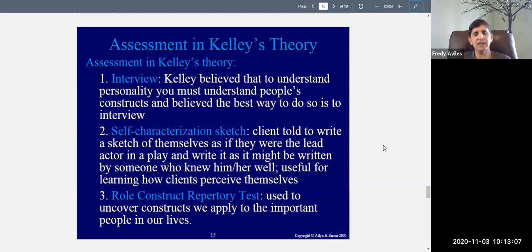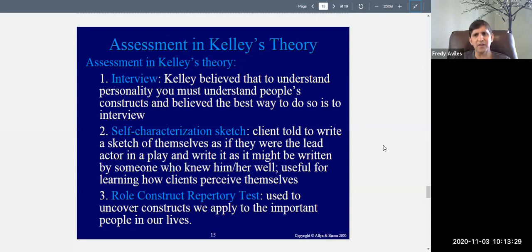Okay, well, he liked to use something known as the interview, which we all know what an interview is. Kelley believed that to understand people's personality, you must understand their constructs, and the best way to do so is in an interview. You sit down with somebody and you ask them lots of questions and you talk to them a lot. And according to Kelley, that's the best way to understand how somebody thinks.